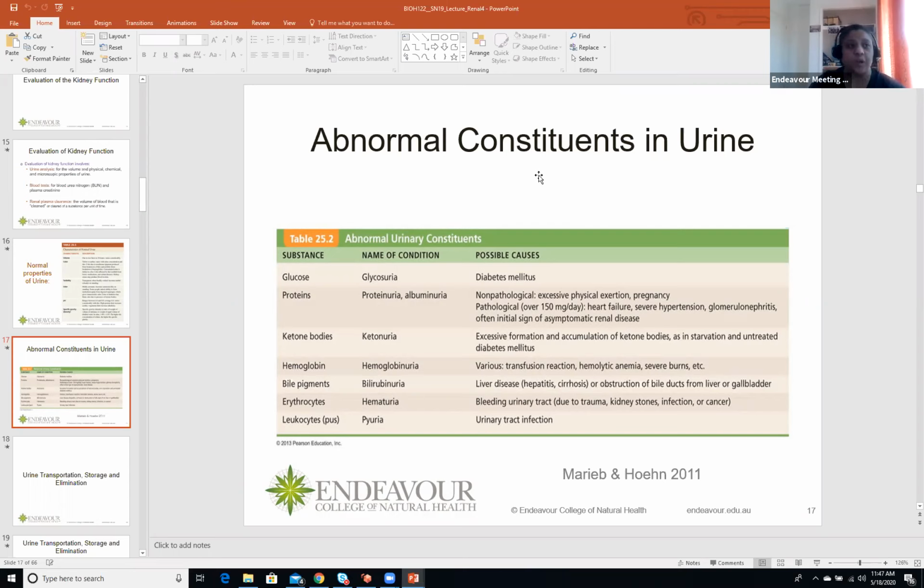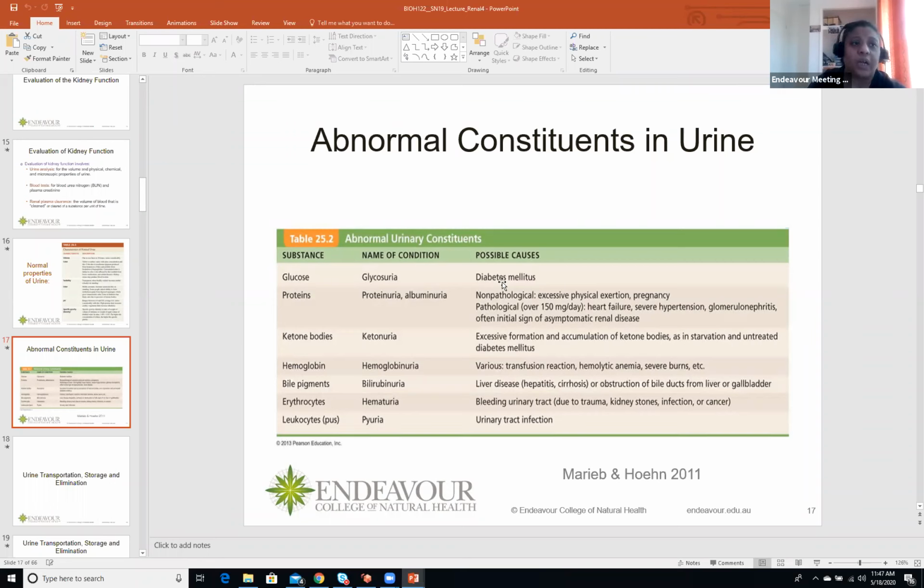These are just some conditions given. A few examples are given. You don't have to worry about them at the moment, just for your knowledge. So for example, glucose increases in diabetes mellitus. Proteins will increase when something is wrong with the kidneys, like glomerulonephritis or nephrotic syndromes or high blood pressure and renal diseases and anything like that.